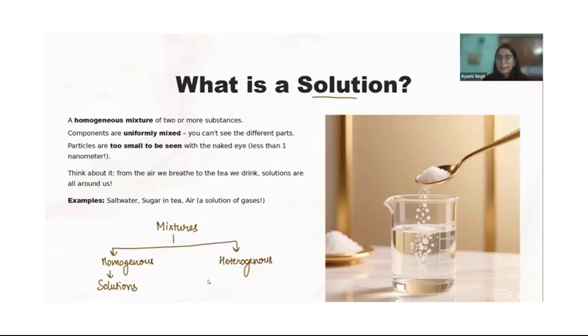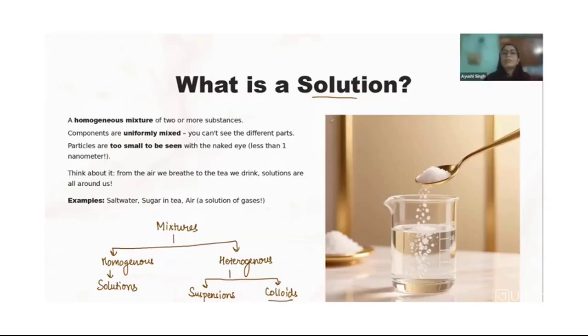But heterogeneous mixtures are of two types. The first is suspension, and the second is colloids. I told you milk is a colloid in the earlier session, so we'll see how and why milk is a colloid.